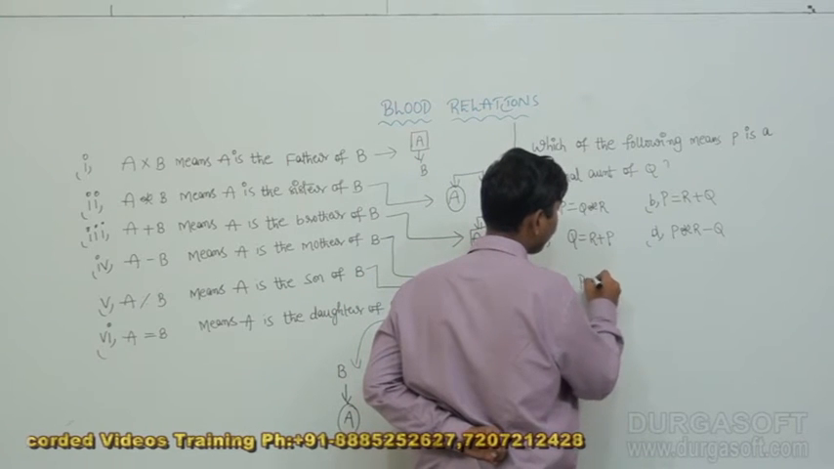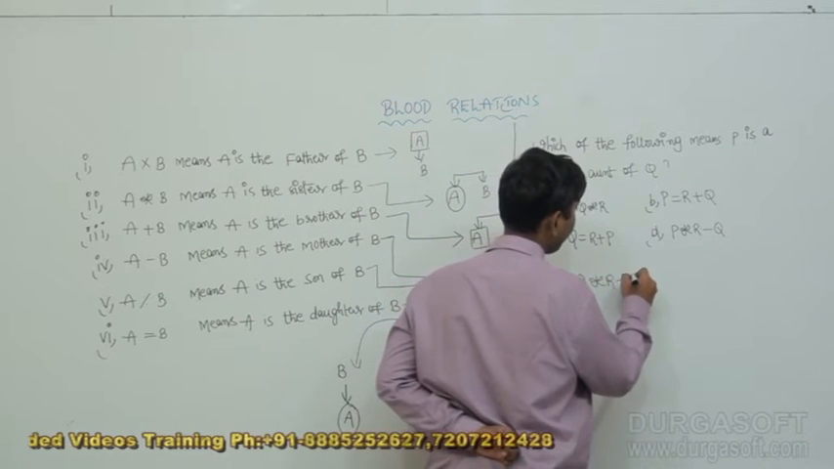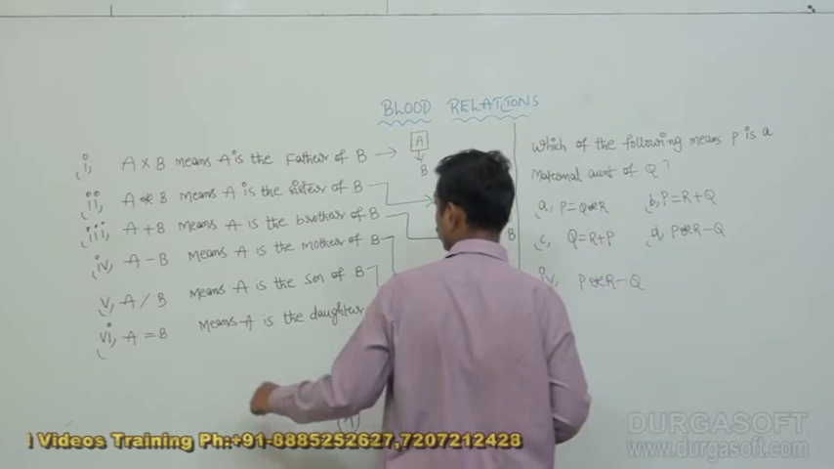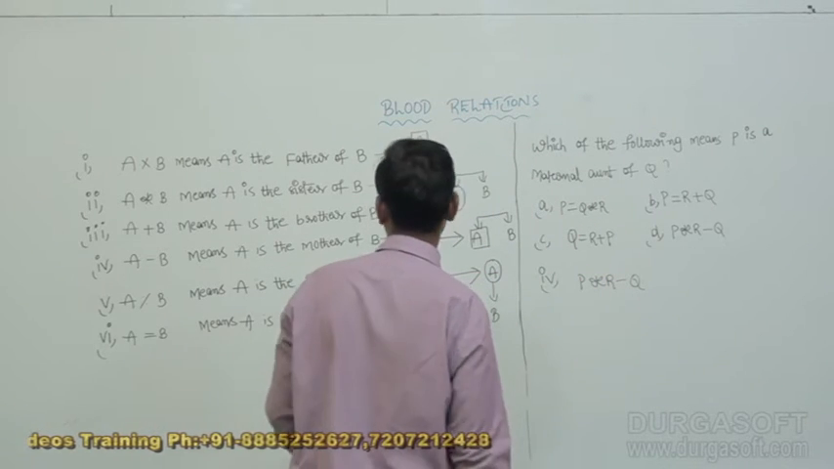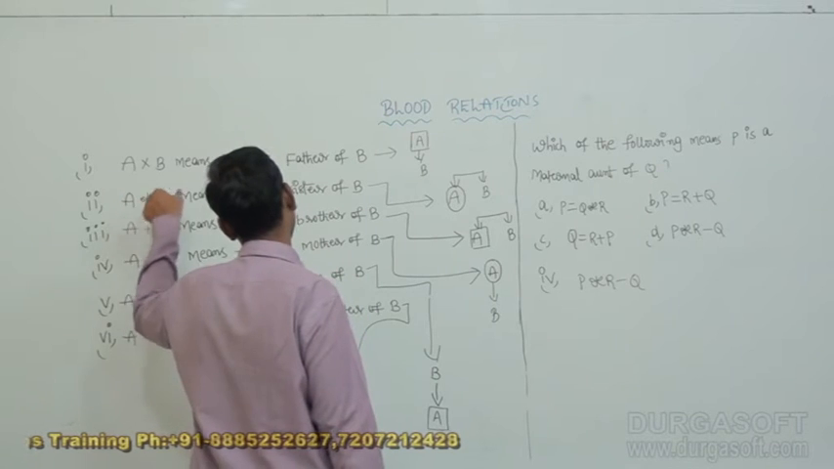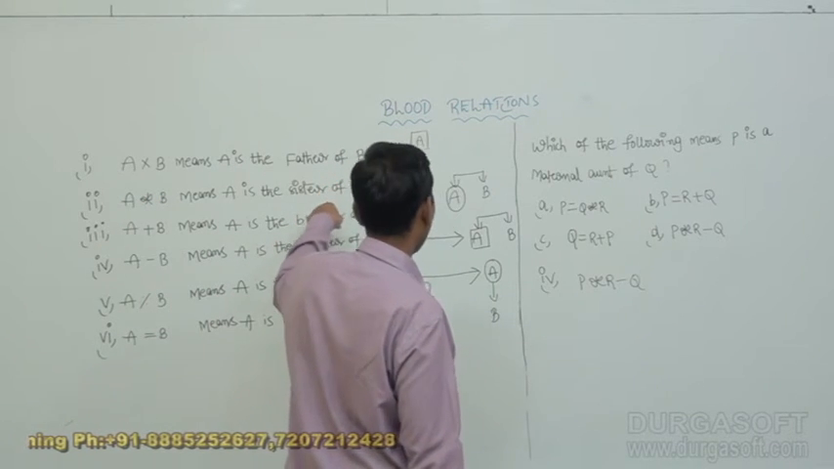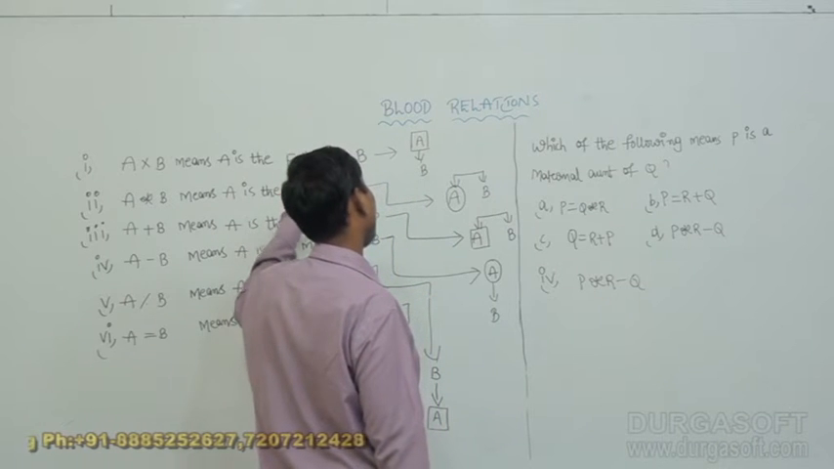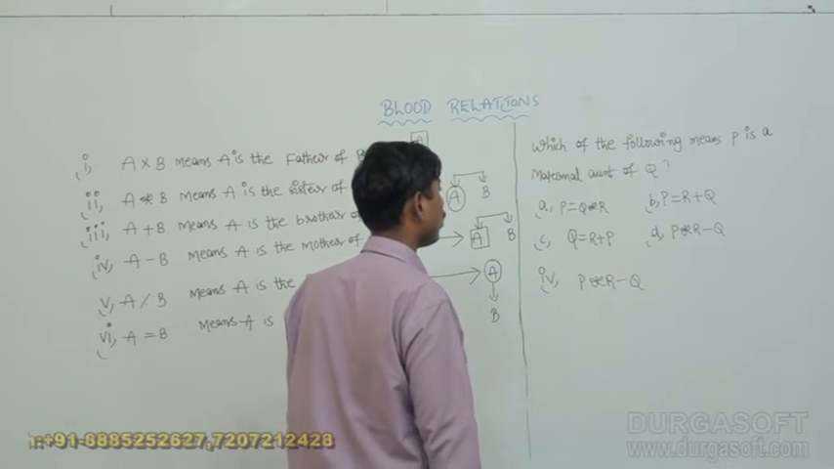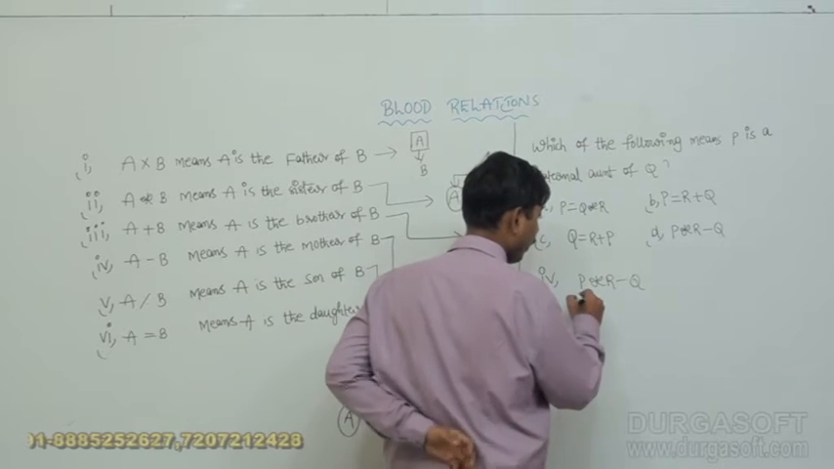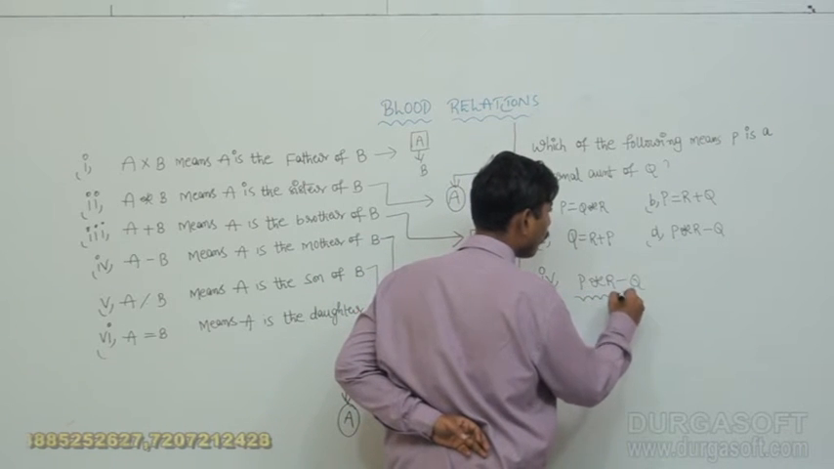P into R minus Q. P into R minus Q means, let us check with that, that option already we know. A star B means A is the sister of B. Alright. A is the sister of B means like that only. P is the sister of R.